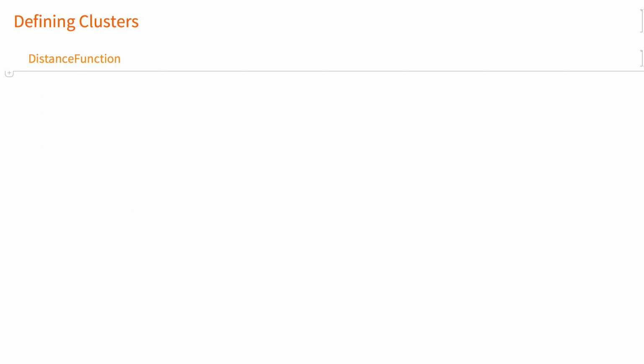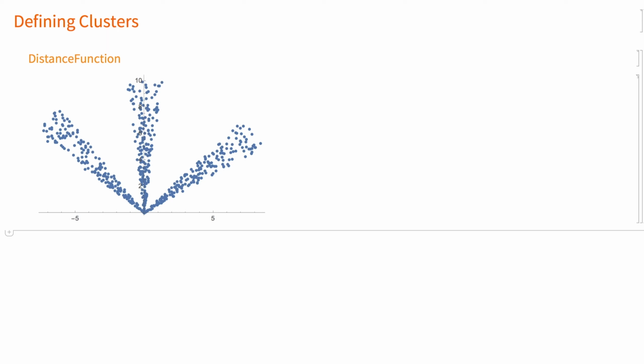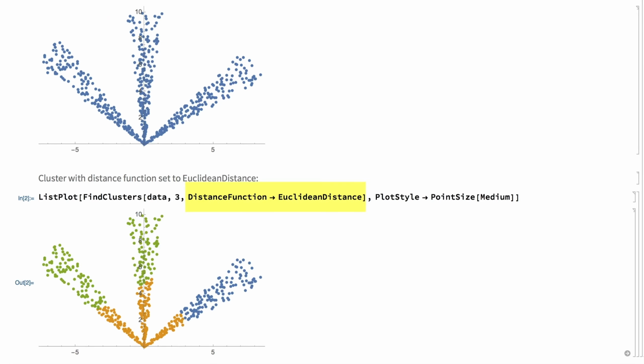The choice of a distance function is definitely important in finding the right kind of clusters. Here's an example with synthetic data where changing the distance function from Euclidean to cosine allows the algorithm to find clusters which are obvious to the human eye.